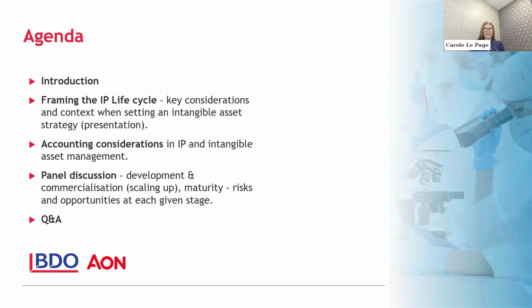So just a quick look at the agenda. We're going to be talking about, as I said, all things IP today. So we're going to start with Ross covering intangible asset strategy, framing the IP life cycle as well. Samantha will pick up accounting considerations, and then we're going to have a discussion where Sam and Rebecca will cover some of the interesting things they're seeing in their space as well, and we'll just talk through the IP life cycle. So from there, I'm going to hand over to Ross.